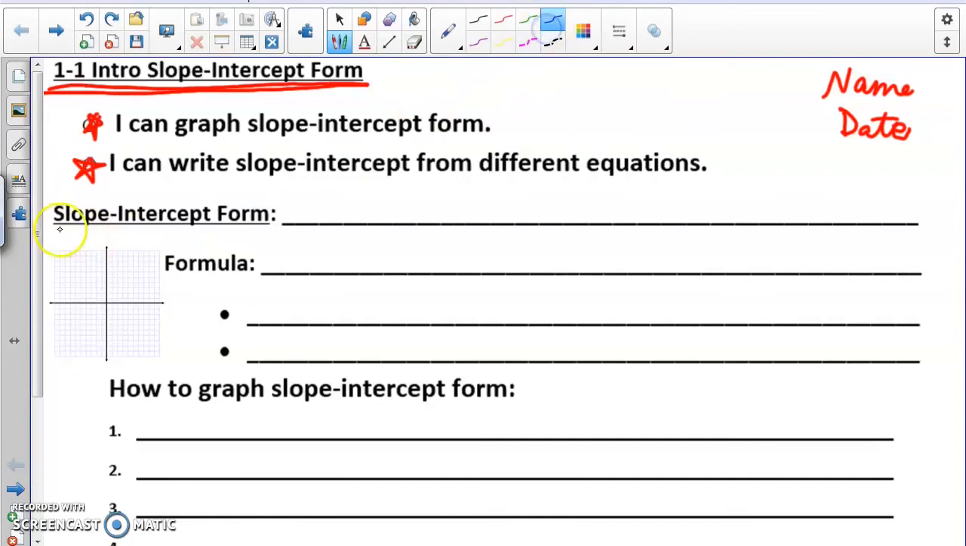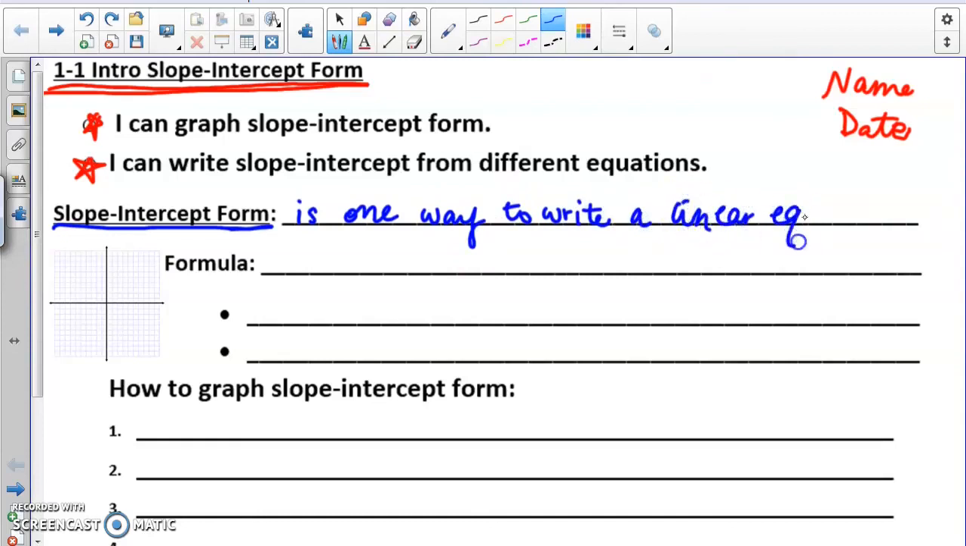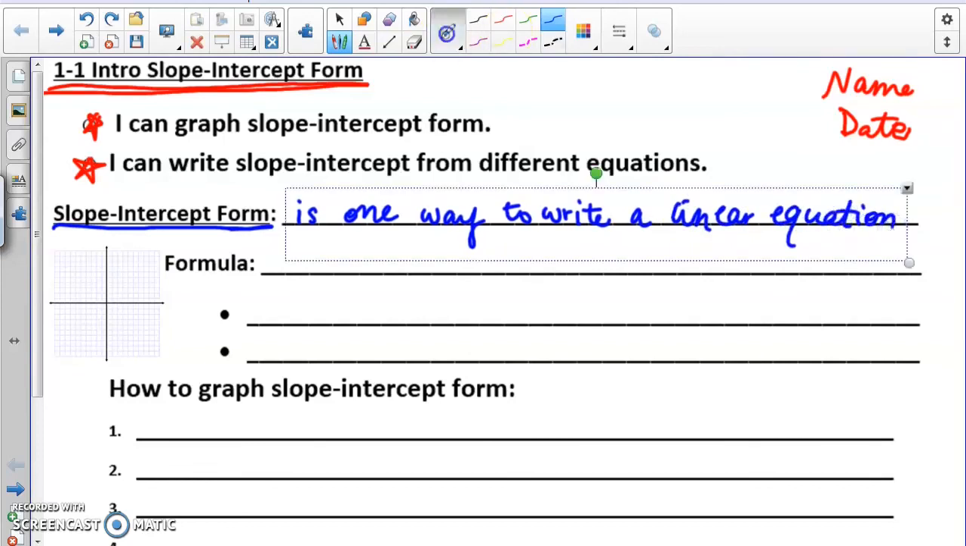So go ahead and write down our very first vocab: slope intercept form. Slope intercept form is one way to write a linear equation. If you notice, the first four letters of linear say line. So that's the very first thing, that we're going to start graphing lines.